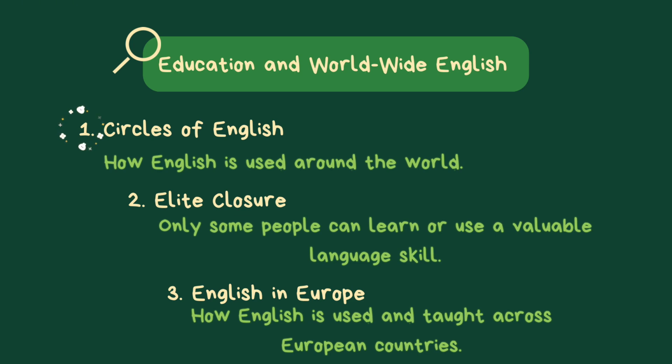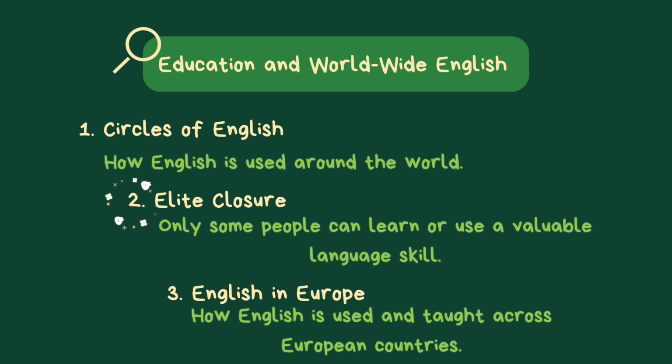And the last circle is the expanding circle. Countries that do not have a colonial history with England but teach and use English as a foreign language. Examples are countries in Europe, East Asia, and Latin America. Here, English is often taught in school and widely used as an international language in business or diplomacy. So the second point is elite culture.